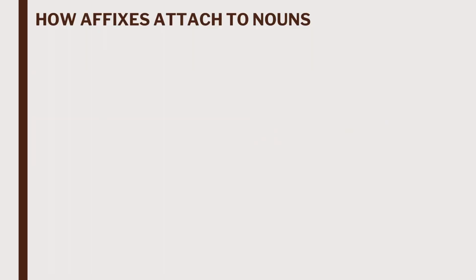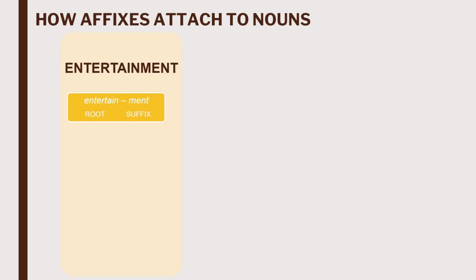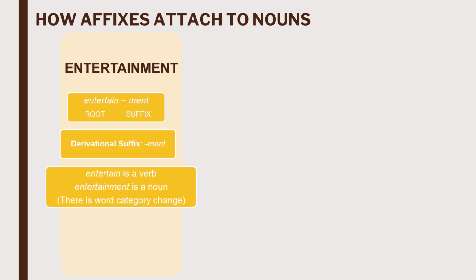Now let's see how affixes attach to nouns. In the case of entertainment, we can identify the root entertain and the suffix ment. So this suffix is a derivational suffix. Entertain is a verb and entertainment is a noun. We can say then that there is word category change. In this word, there are no inflectional suffixes.